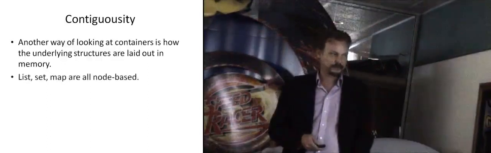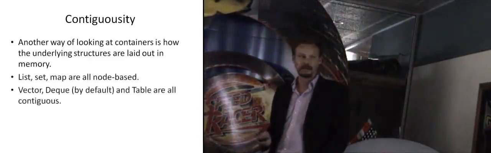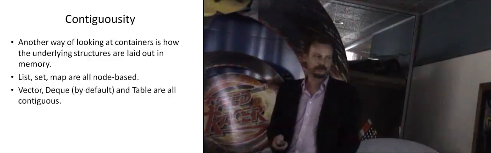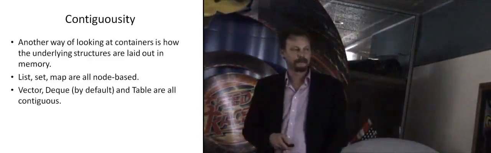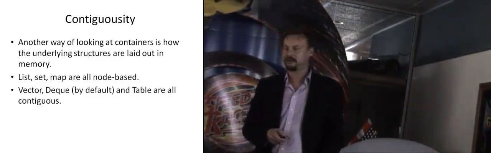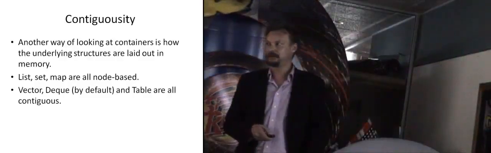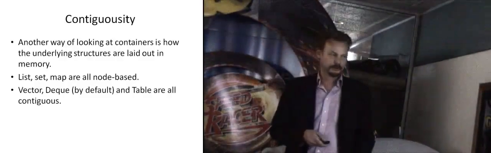So list, set, and map are all node-based, non-contiguous containers, whereas vector and deque are contiguous by default, because you can change the container used by a deque. I think deque defaults to vector, am I correct? Or is it list? I think deque defaults to vector as an underlying container.